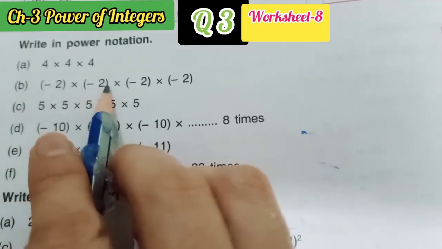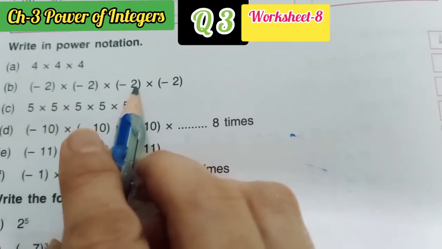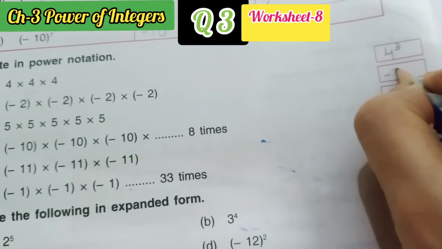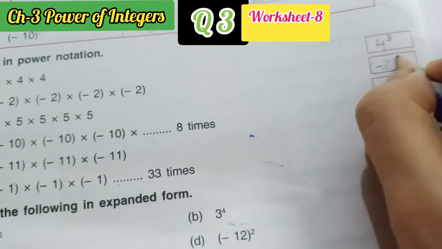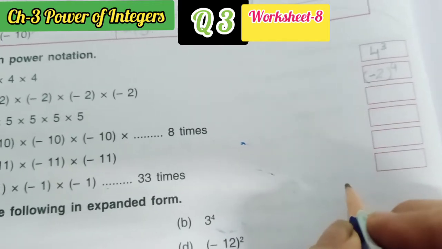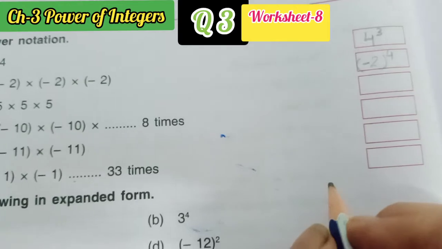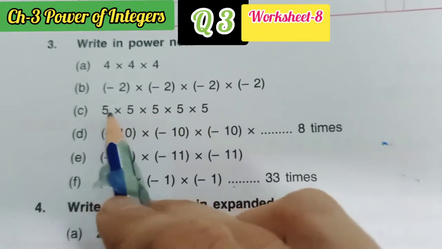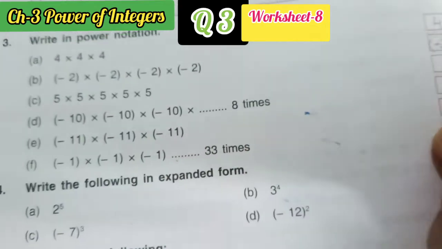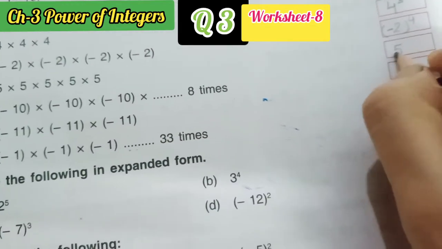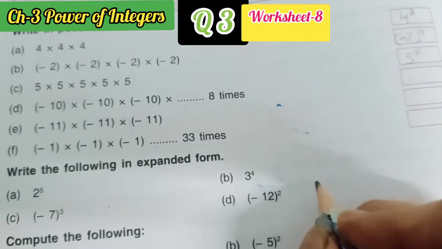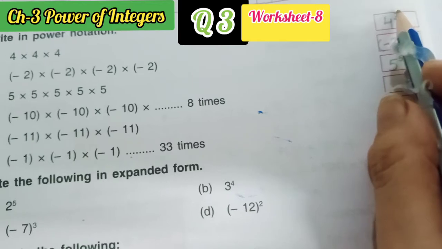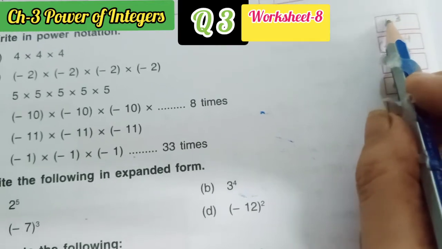Here minus 2 is multiplied by itself 1, 2, 3 and 4 times. So we will write minus 2, that is the base, and 4 times it is multiplied. So 4 is the power. Now 5 is multiplied by itself 1, 2, 3, 4, 5 times. So we will write 5 as base and 5 as exponent. The exponent is written on the top.